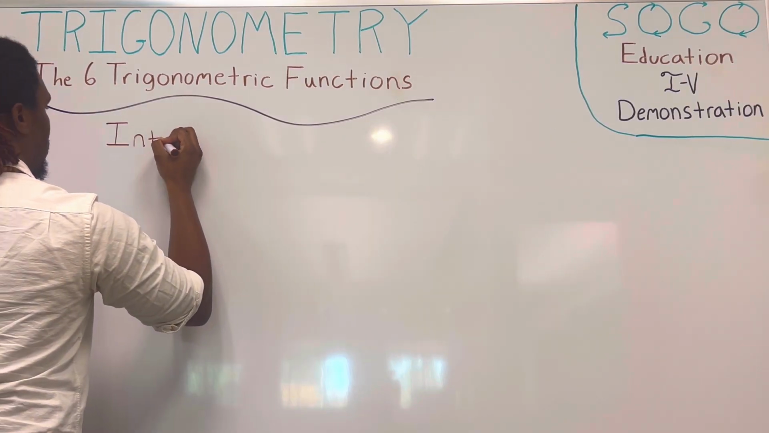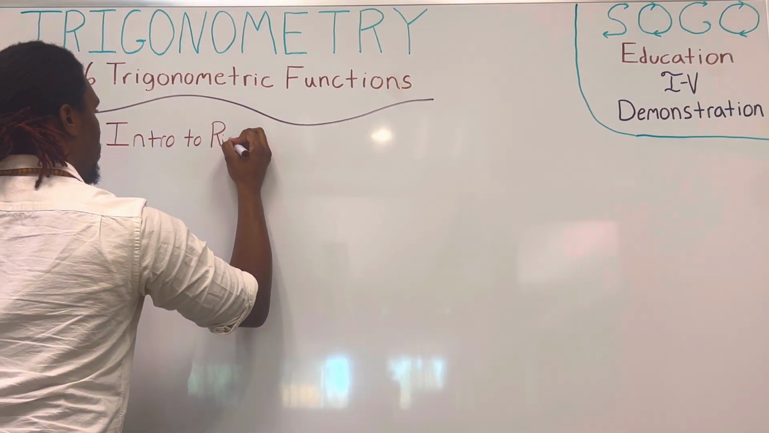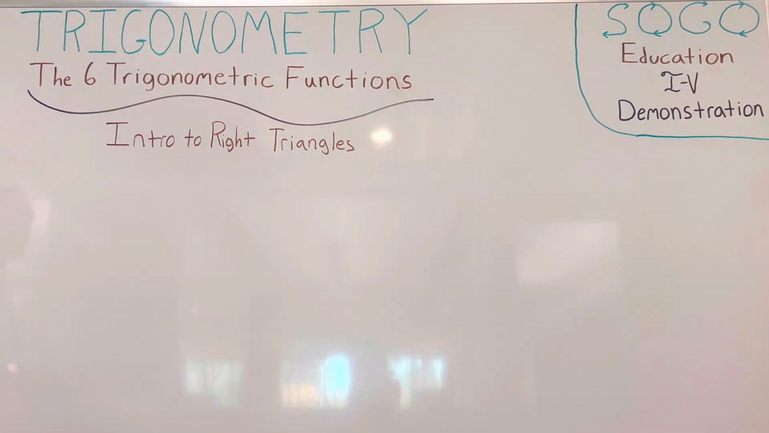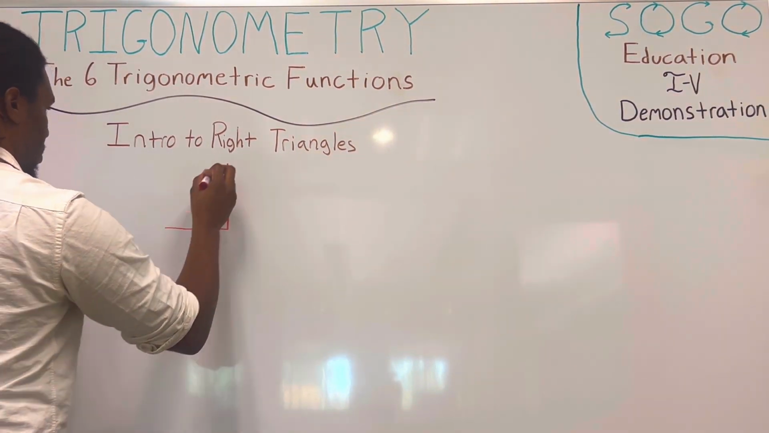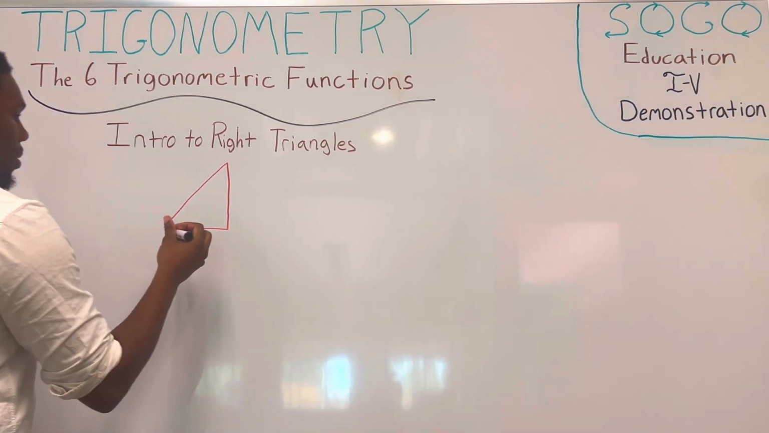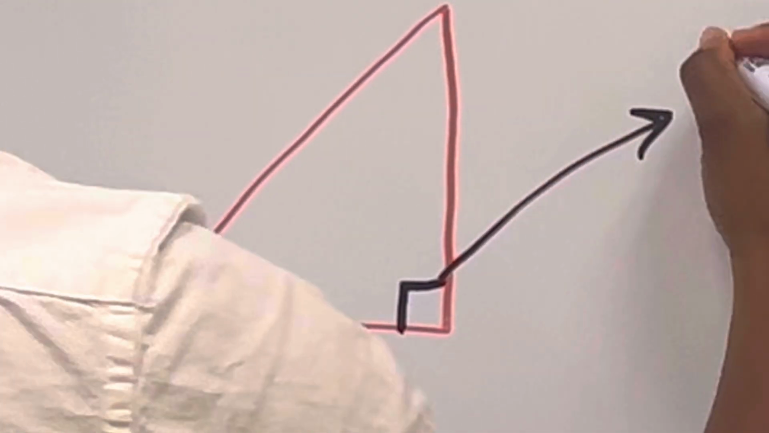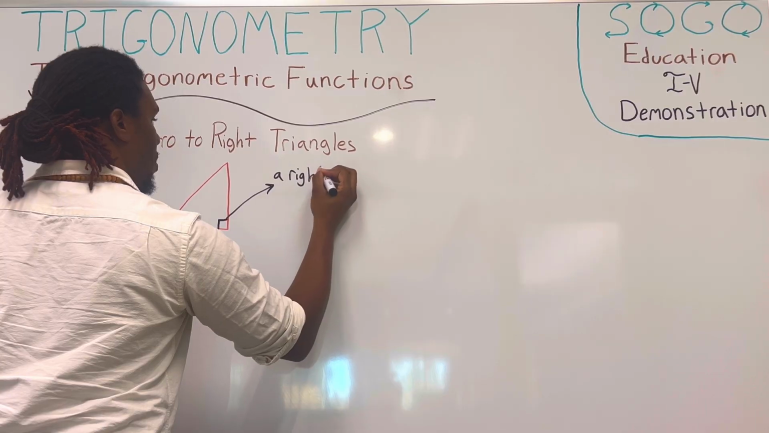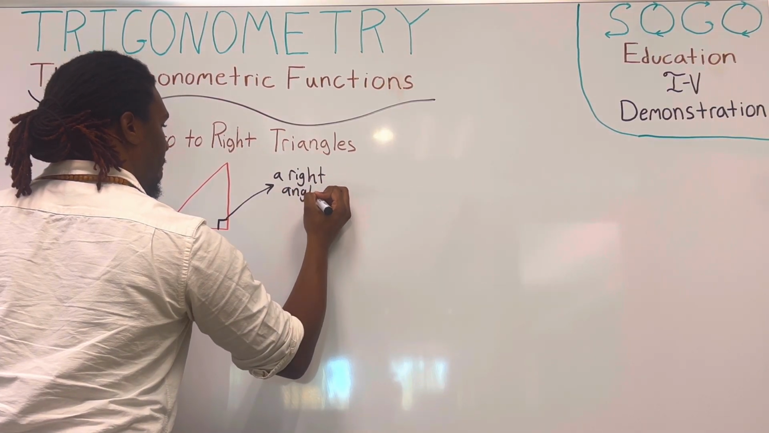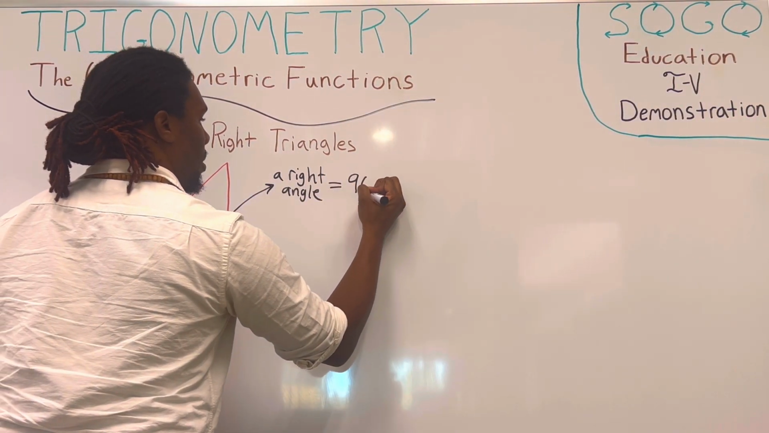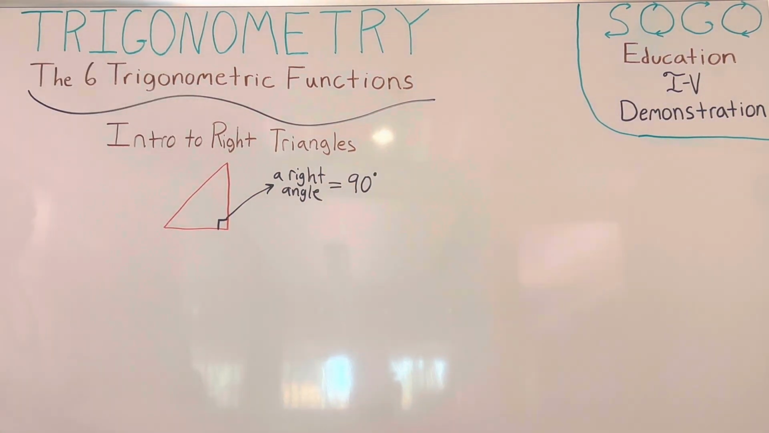Because we're doing an introduction into trigonometry, we want to start from the basics, right triangles. So here I'm drawing a typical generic right triangle, and we indicate it's a right triangle by drawing the lines to make that little box in the corner. The reason a right triangle is a right triangle is because that box is a right angle, and a right angle means 90 degrees.